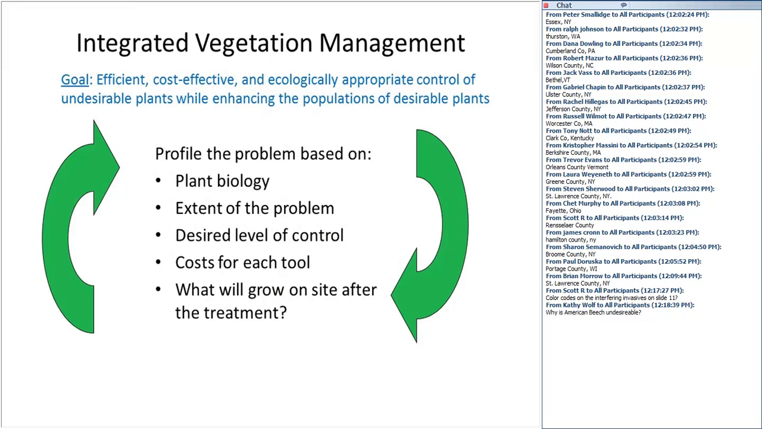Each individual problem, and there's 5 steps that you would go through. The most important is knowing what the biology of the plant is, which starts with identification, making sure that you're not controlling a plant that looks like an undesirable plant. Thinking about the extent of the problem. Are you dealing with 1/4 of an acre or 10 acres or 100 acres? How much control do you want? And certainly as the extent of the problem increases, the ability to have 100% control declines. In most cases, it's not feasible to have 100% control.